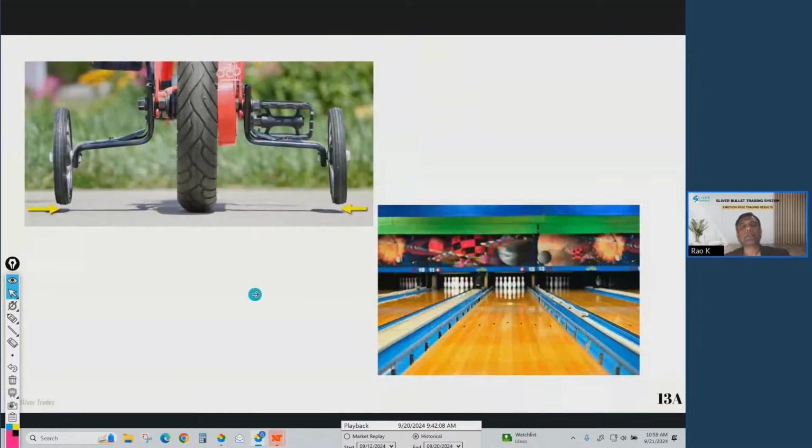This system, this software, especially Silver Bullet Pro, acts as training wheels or the guide rails in a bowling alley. It prevents you from falling. You can still fall. Even an automated car like a Tesla can have an accident if you don't handle it properly. Even with training wheels, you can fall if you put more weight on one side. You can throw the ball outside the guide rails if you have the power, of course. But the point is, software acts as a training wheel.